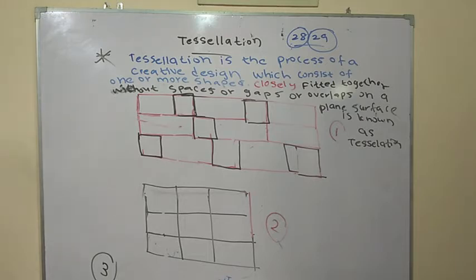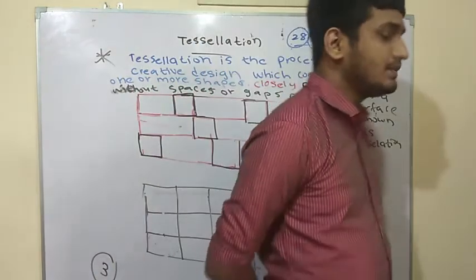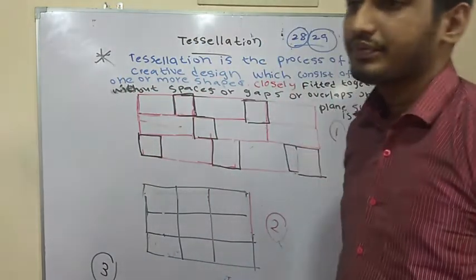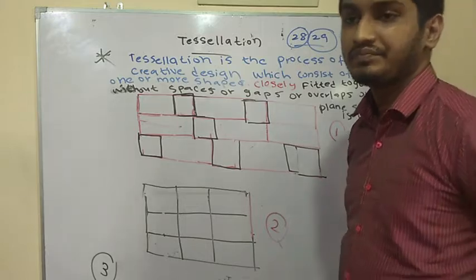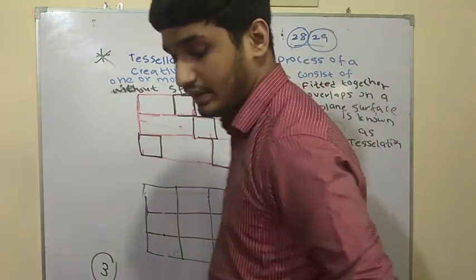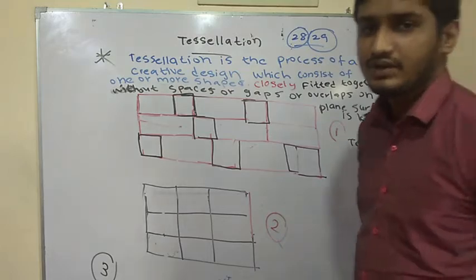Draw the third one on your own. Remember, there must be only two shapes, right? In Sinhala, we call it Tessellation.